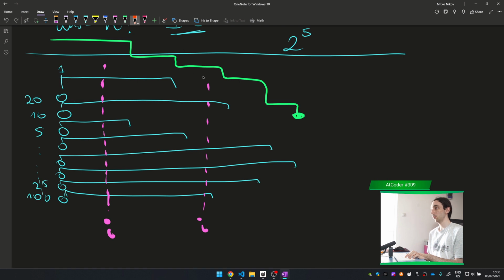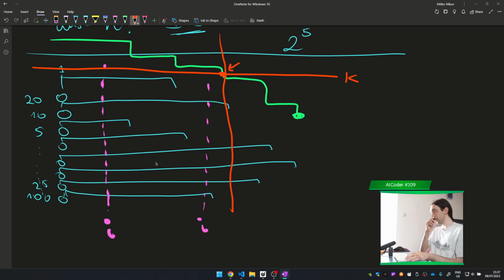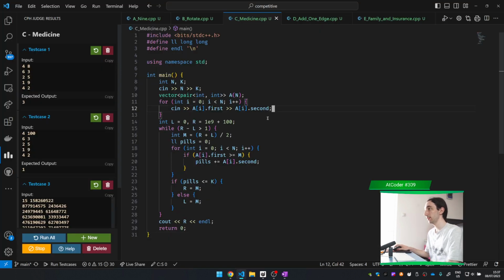It says, when is going to be the day that Takahashi reaches k or fewer pills. And then you want to binary search and say, okay, here, this is too big, here this is too small, here it's still too big, here it's still too small, and then when you reach exactly this day, you say, aha, okay, this would be fine. And this is exactly what we're doing, just binary searching the function.